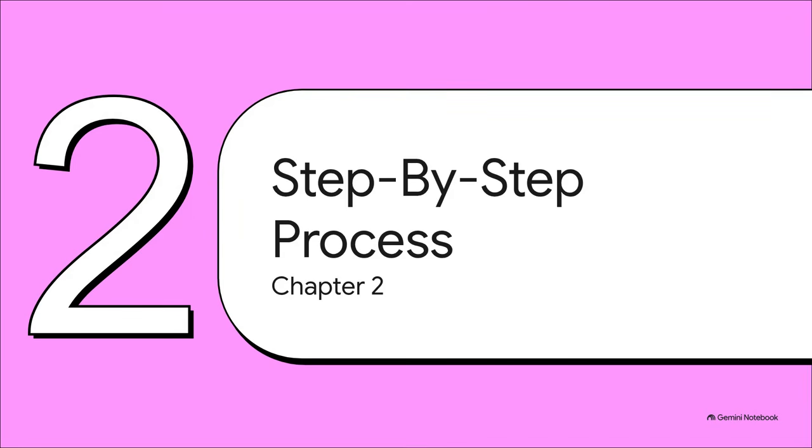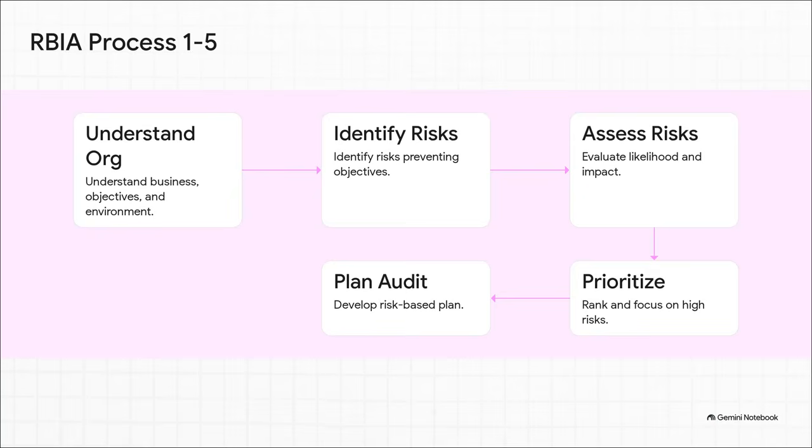Section 2, the step-by-step process. Now that we've got our foundation firmly in place, let's step right into the core methodology. This is where we bring the theory to life. All right, heading 4, RBIA process step by step. Let's look at steps 1 through 5.